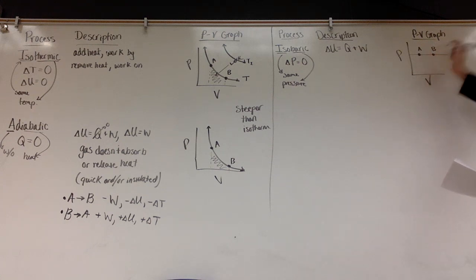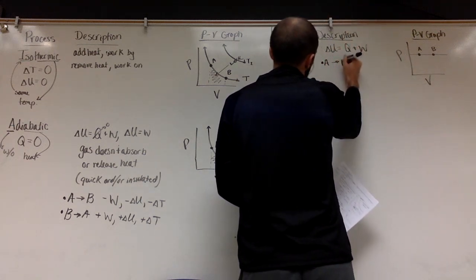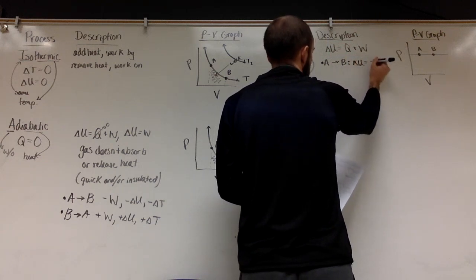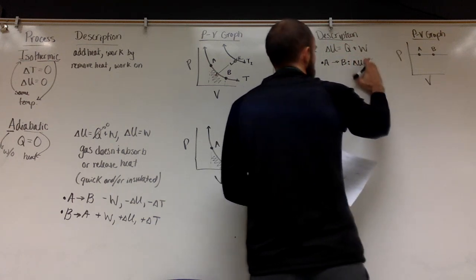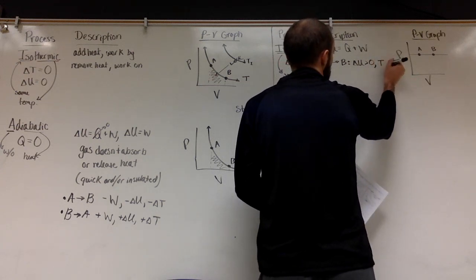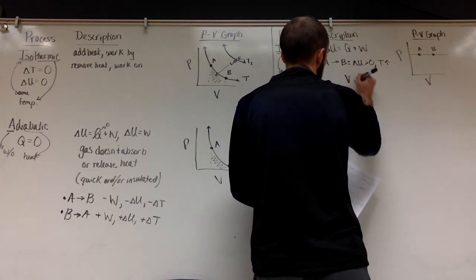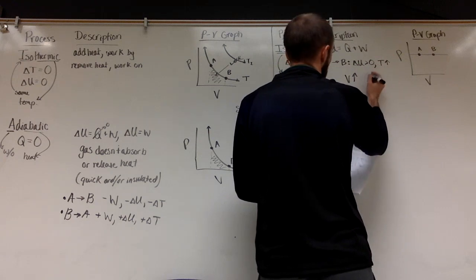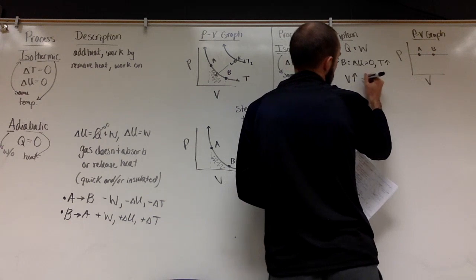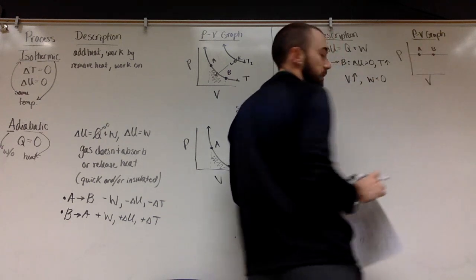So in this case, we have to maintain the same pressure. If we go from A to B, we have to increase our internal energy. Here I'll just say it's greater than 0. So that means that our temperature is going up. And so to do that, with our volume expanding, that means that our work is going to be negative. Volume expanding, work is less than 0.